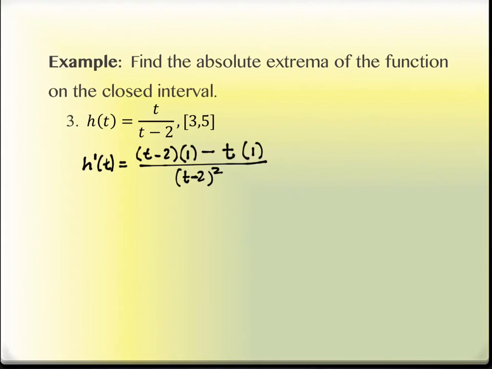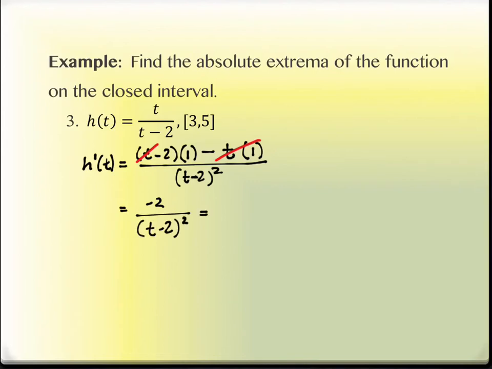Okay, everybody good so far? If I clean up my numerator, you'll see very quickly that this t and this t are going to cancel, right? Because they're both multiplied by 1. So I have a t minus 2 minus t. So this ends up just giving me negative 2 over t minus 2.